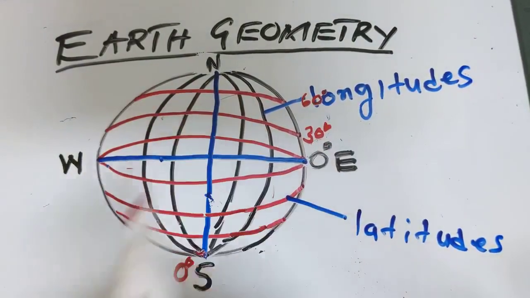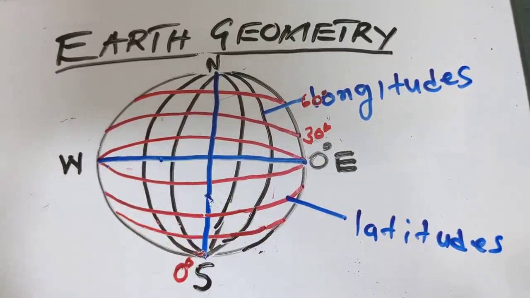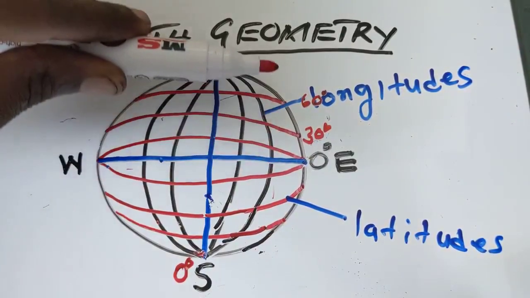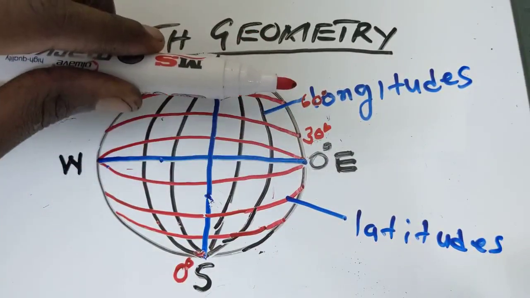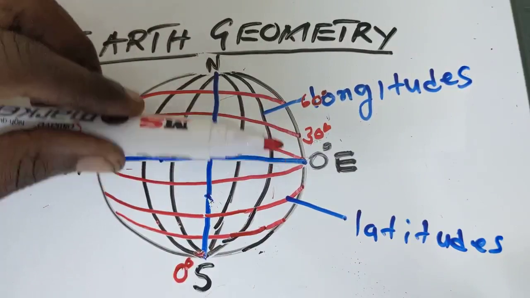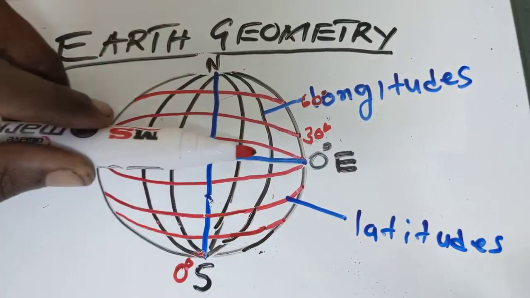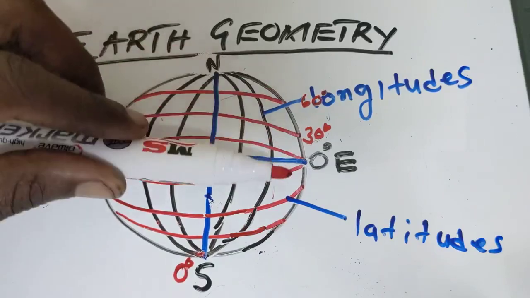Okay. These lines. I said that this is the equator. And going this side, it is north. Going this side, it is what? North. This equator demarcates the places between north and south. So this is north. Okay, this is south.